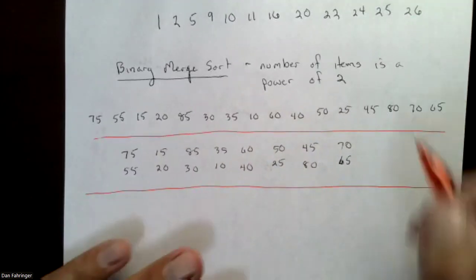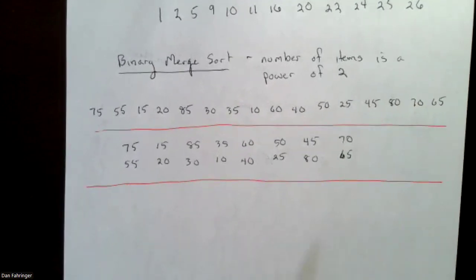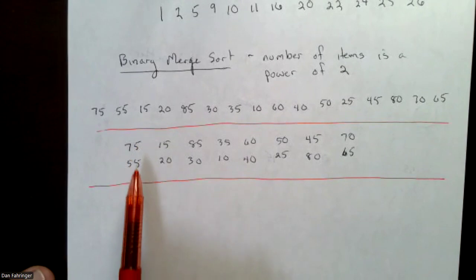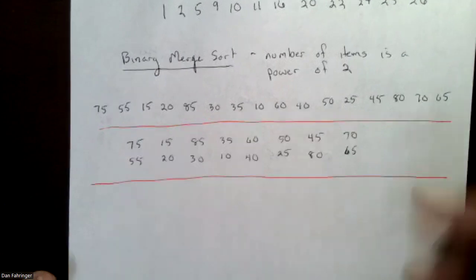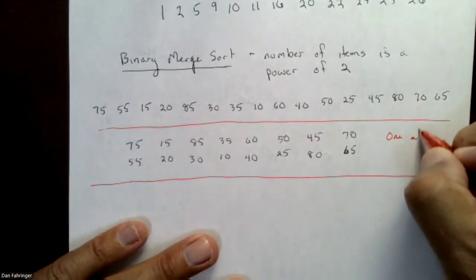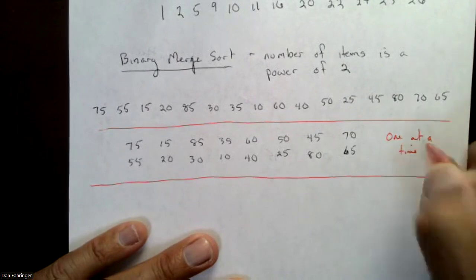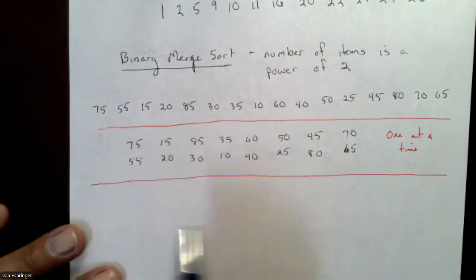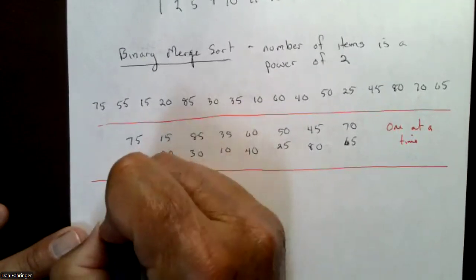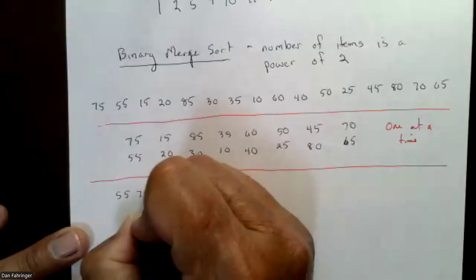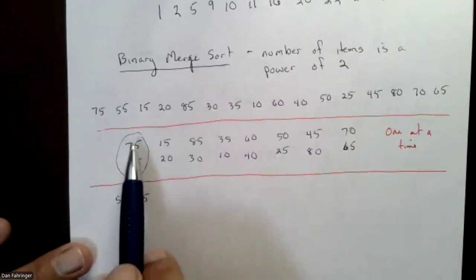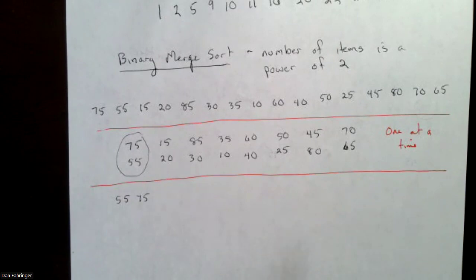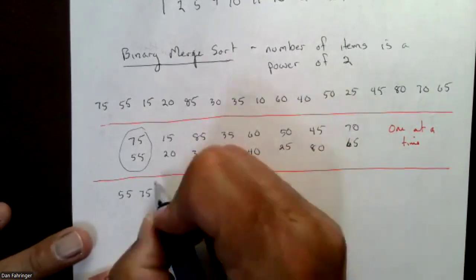Now this is power of two. So I'm going to go 2 to the 0 power. I'm going to take the first one and the first one and pretend they're their own individual lists. So I'm doing one at a time. That's 2 to the 0 power. 55 and 75. That's how I'm going to write them. I took a look at that first pair and sorted them by merging them. That seems a little silly because there's only one item in each, but you're going to see we're going to repeat this process.